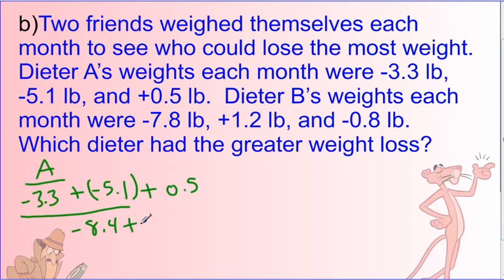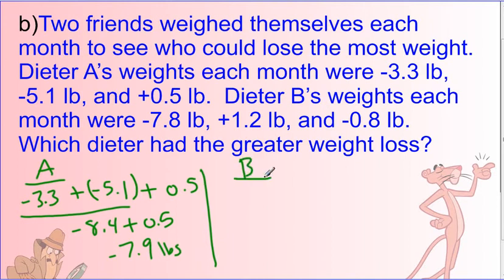8.4 plus 0.5. The signs are different, so I have to subtract. And I'm going to get a negative 7.9. Don't believe me? Negative 8.4, 0.5, have to borrow. That's a 9, that's a point, that's a 7. Told you. Alright, letter A. So dieter A lost 7.9 pounds.